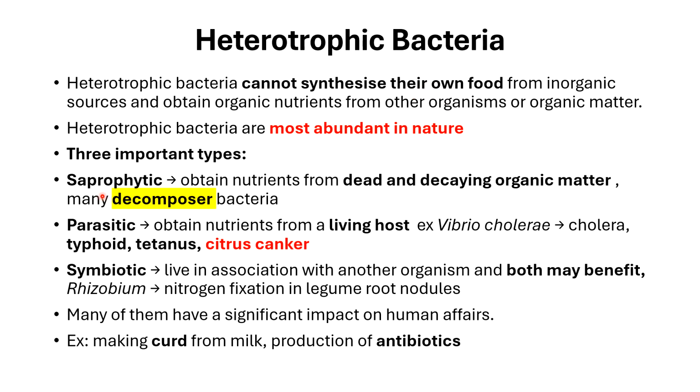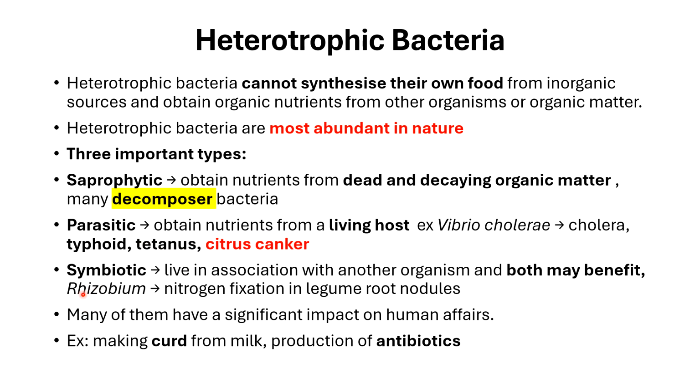Now, because saprophytic bacteria derive the nutrients from dead matter, they act as major decomposers. Very important point. Examples of parasitic bacteria, if you see, are all the disease causing bacteria. Example, Vibrio cholerae, that causes cholera, typhoid and tetanus causing bacteria, and citrus canker causing bacteria, which causes the disease in lemon plant. That's an example of the parasitic bacteria.